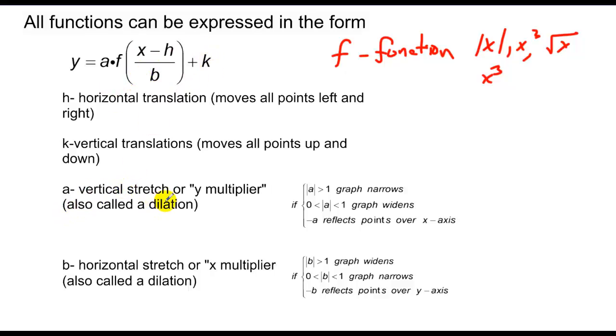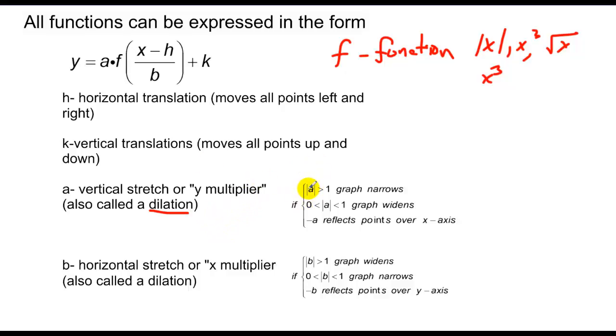A vertical stretch, we talked about this, or a y multiplier, is also called dilation. And that makes the graph either leaner, taller, or shorter, if you will, depending on its value.